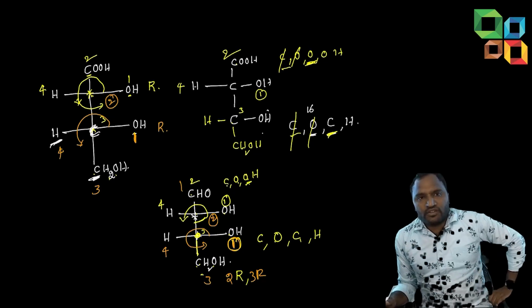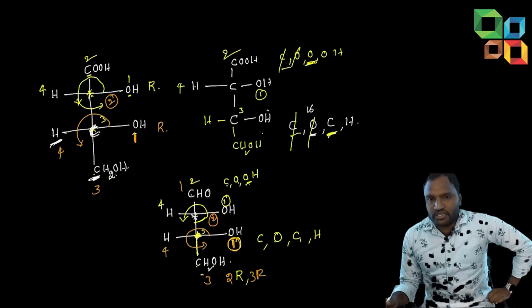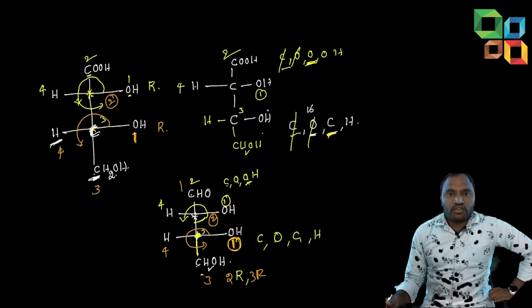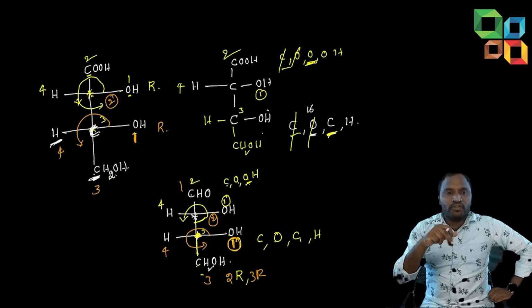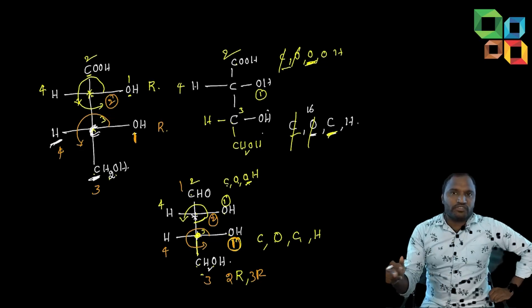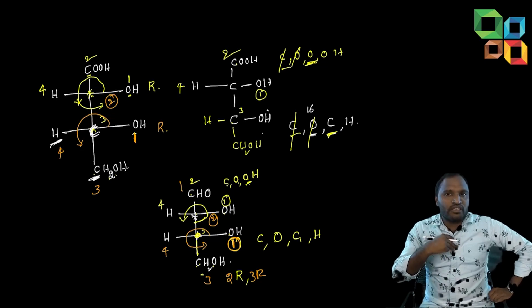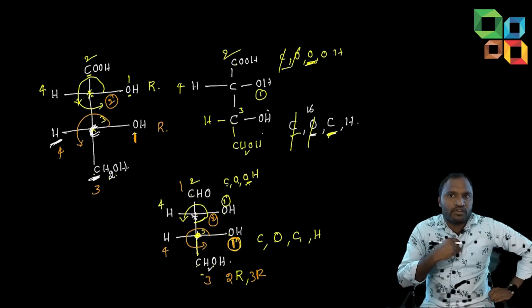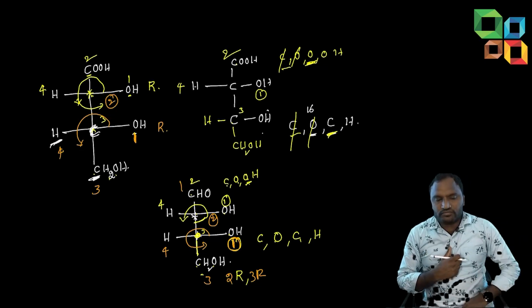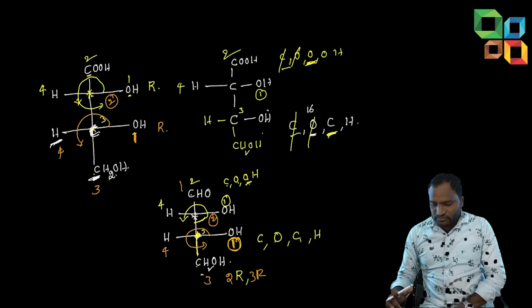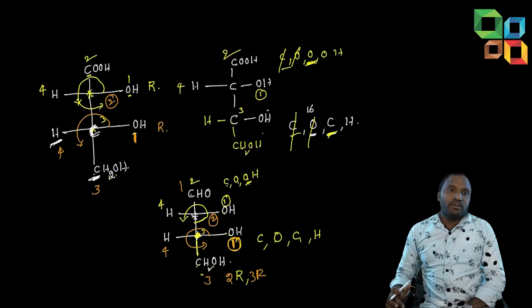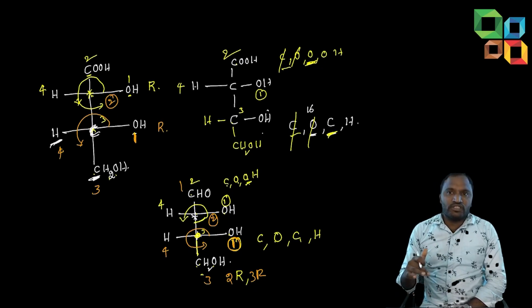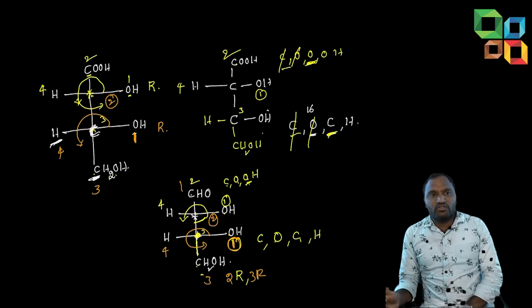After preparing EZ configuration and all those things, you go to this. Only two rules I said. One: if the fourth priority is on the vertical line, clockwise gives R, anti-clockwise gives S. If the fourth priority is on the horizontal line, clockwise is S, anti-clockwise is R. Keep those things in mind. In textbooks they are giving it horribly. If they are changing the rotations, shiftings and all, don't worry, you don't need those things. You follow these methods.